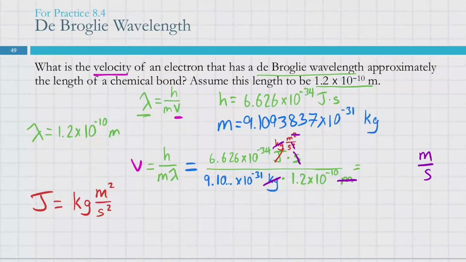Okay. Plug all this into our calculator, and we get out 6.1 after rounding times 10 to the 6 meters per second. The full number that I got out of my calculator was this. We rounded to 2 sig figs because of the length that we were provided.